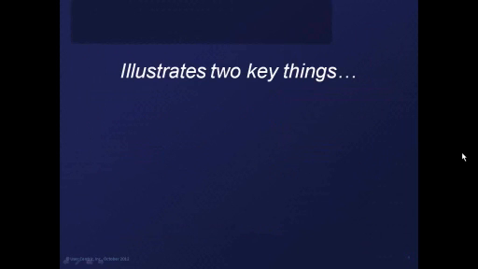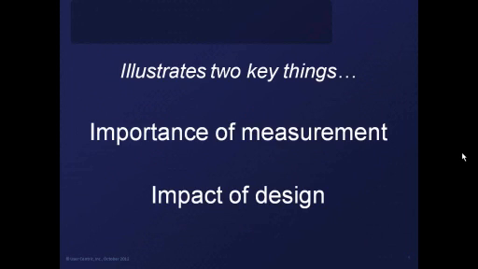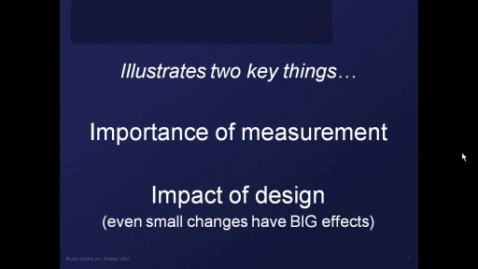So what does this do? This really illustrates two key things. First, that there's an important measurement. If we can't measure things, like in the first example, if we can't measure the difference between the old design and the new design, we don't know what the impact of that is. Secondly, it also shows us the impact of design. There are very profound impacts of design and even profound impacts of small changes that can have very big effects.